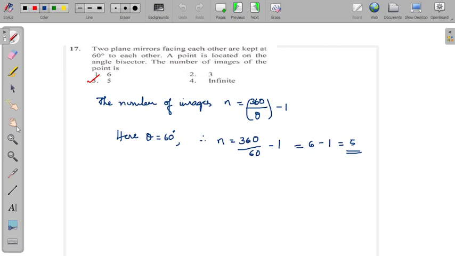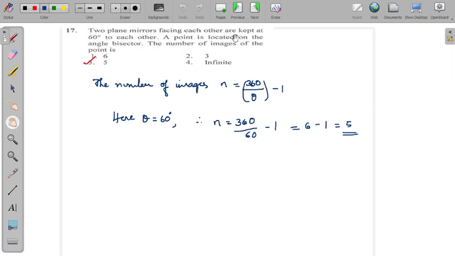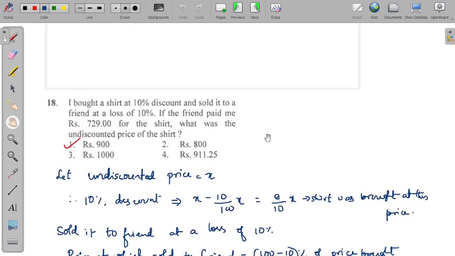Now 17th question, two plane mirrors facing each other are kept at 60 degrees to each other. A point is located on the angle bisector. Angle bisector means it divides the angle into two equal parts. The number of images of the point, you just remember the formula for this. The number of images n equals 360 degrees over theta degrees, minus 1. So here theta equals 60 degrees, put the value here, that gives you 6 minus 1. The number of images would be equal to 5. So this formula plays an important role.